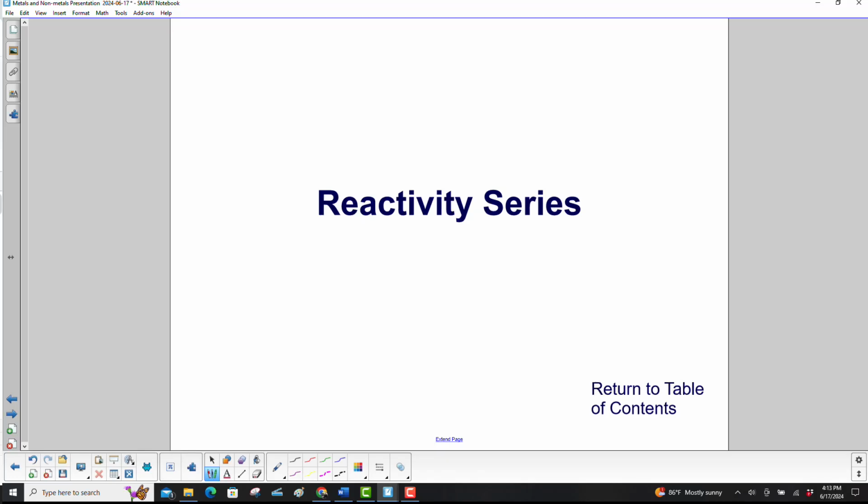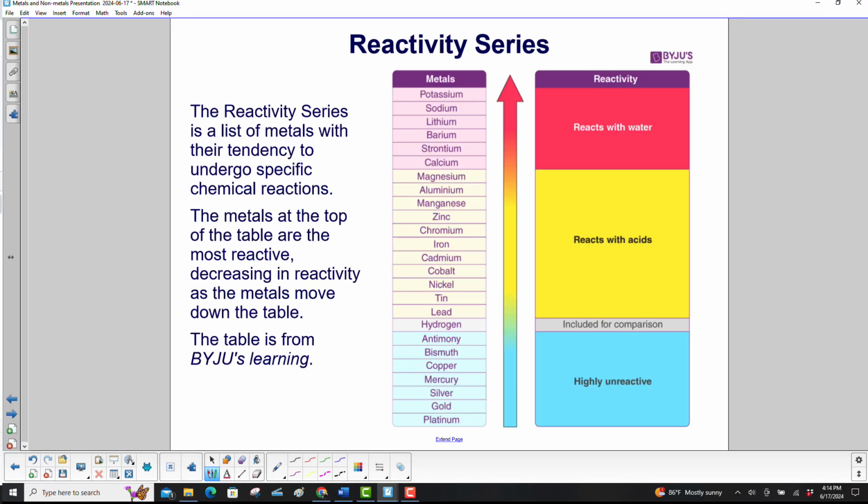Reactivity Series. The reactivity series is a list of metals with their tendency to undergo specific chemical reactions. The metals at the top are the most reactive, decreasing in reactivity as the metals move down the table.